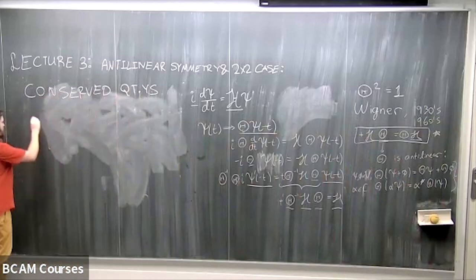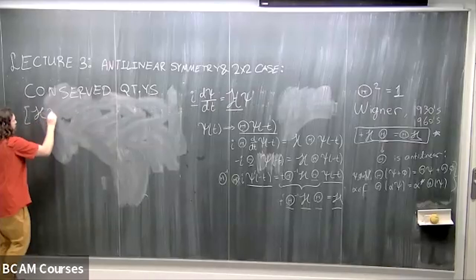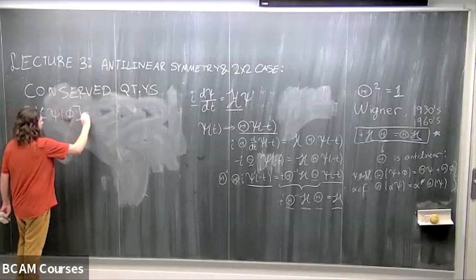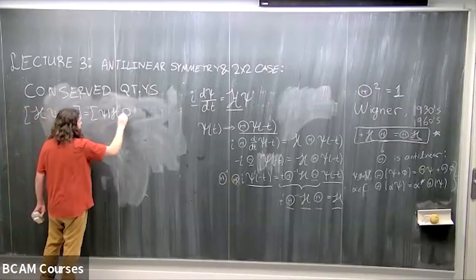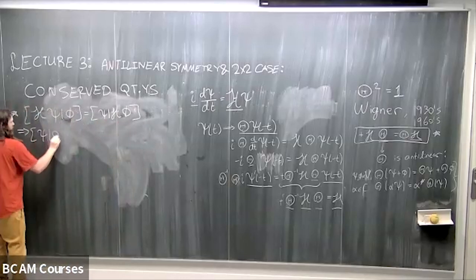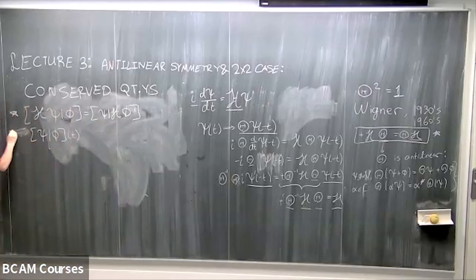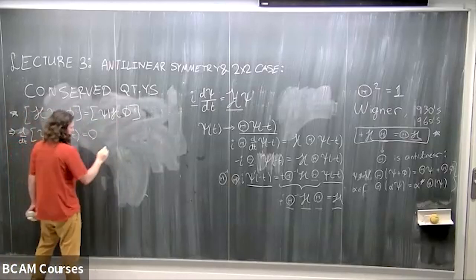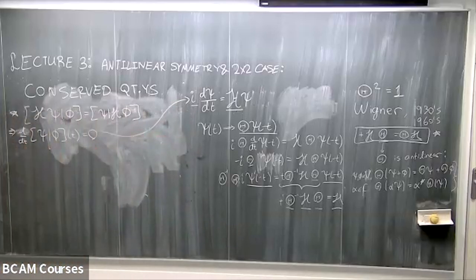And in this case, it would be some inner product that renders the Hamiltonian to be self-adjoint, or not self-adjoint, but symmetric. Something like this. So if you have this constraint, this implies that this function is time independent, assuming that psi and phi evolve according to the Schrödinger equation.